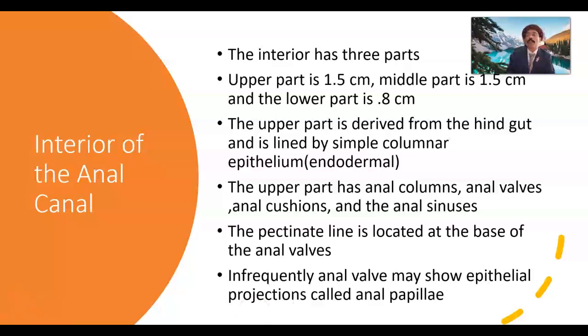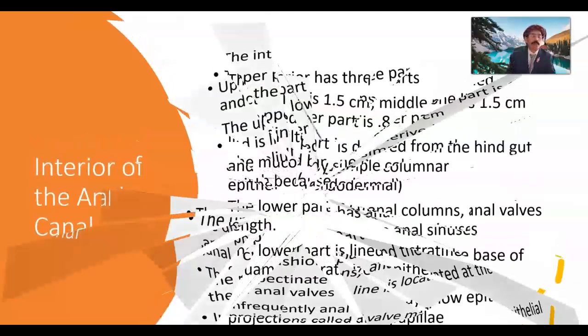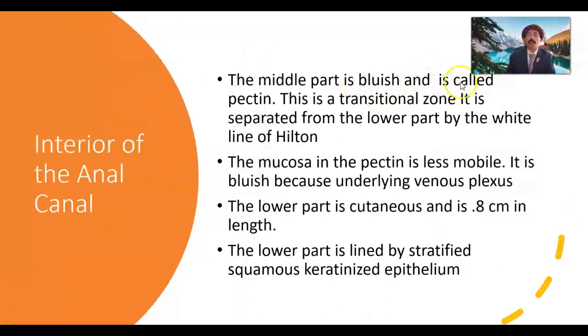We may have attachment of the anal membrane at the lower part of the anal valve, and in the anal papilla area we have the opening of the anal glands. The middle part is bluish, called the pecten. This is the transitional zone. It is separated from the lower part by the white line of Hilton. The mucosa in the pecten is less mobile. It is bluish. Pecten means the middle part of the anal canal. Bluish because of the underlying venous plexus.